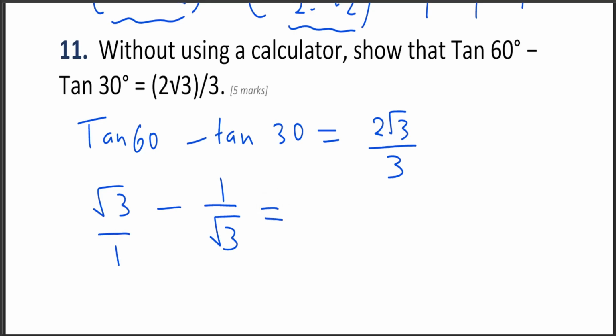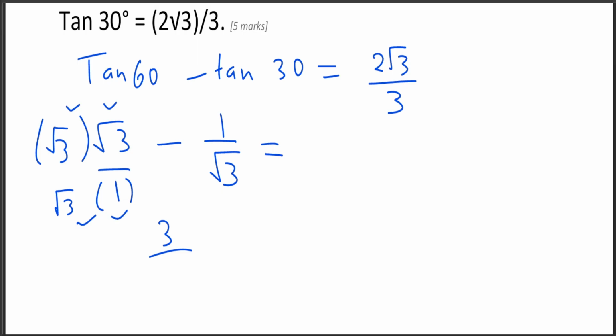So obviously hapa the common factor is root 3 over LCM yake ni root 3 obviously, ama the easiest way ni kufanya hivi tu, kwa sababu hapa tayari tuko na root 3. So wacha hii to multiply na root 3 and also this one to multiply by root 3 so that the denominators become the same. So root 3 times root 3 ni 3 over root 3 times 1 ni root 3. So minus 1 over root 3. So 3 minus 1 ni 2 over root 3.